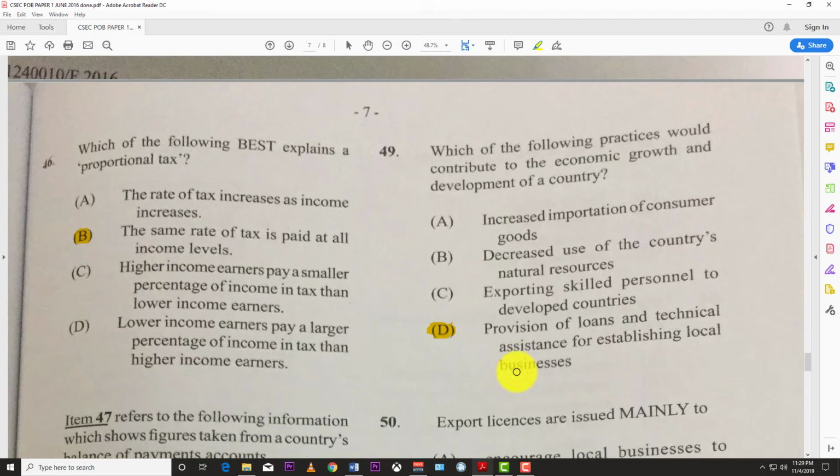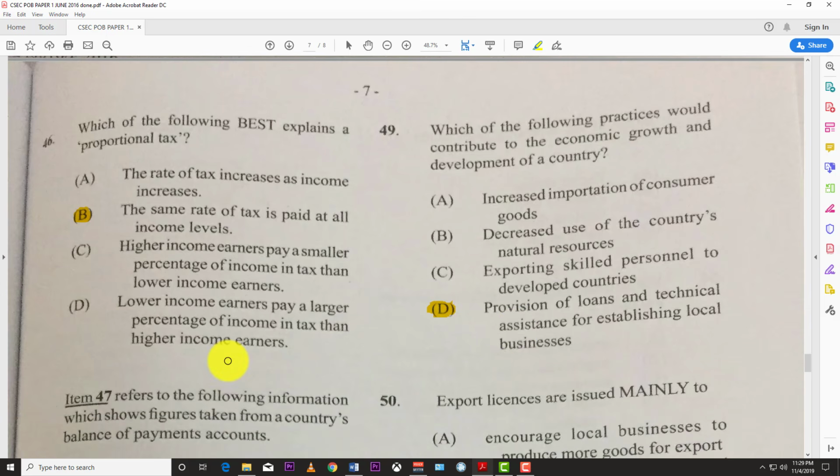Number 46. Which of the following best explains a proportional tax? And the best answer for this one is B. The same rate of tax is paid at all income levels. So the same rate, not the same exact amount, but the same rate. If you're charging 50% at high income, you also charge 50% at lower income. So the same rate is paid at all income levels, proportional to your income.